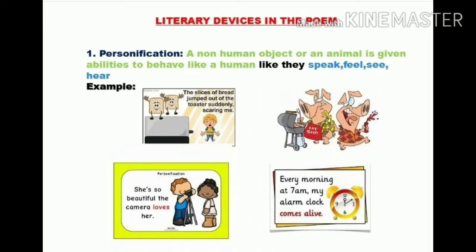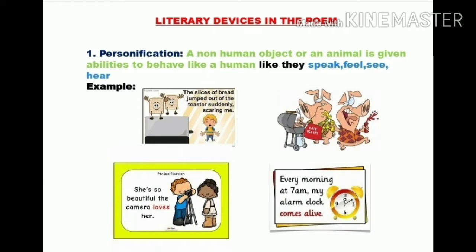Literary devices in the poem. In this poem, the poet has used many literary devices like rhymes, music, sounds. Everything is there. So now we are going to read it all one by one. The first one is personification. A non-human object or an animal is given abilities to behave like a human.